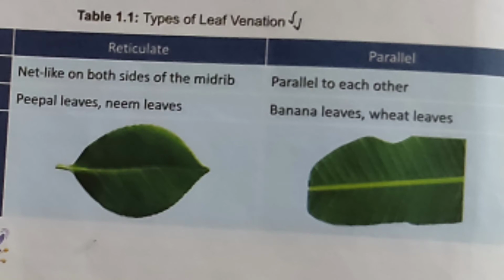So the arrangement of veins in reticulate venation is net-like on both sides of the midrib, while in parallel venation it is parallel to each other. Examples of reticulate venation are peepal leaves and neem leaves, and of parallel venation are banana leaves and wheat leaves.